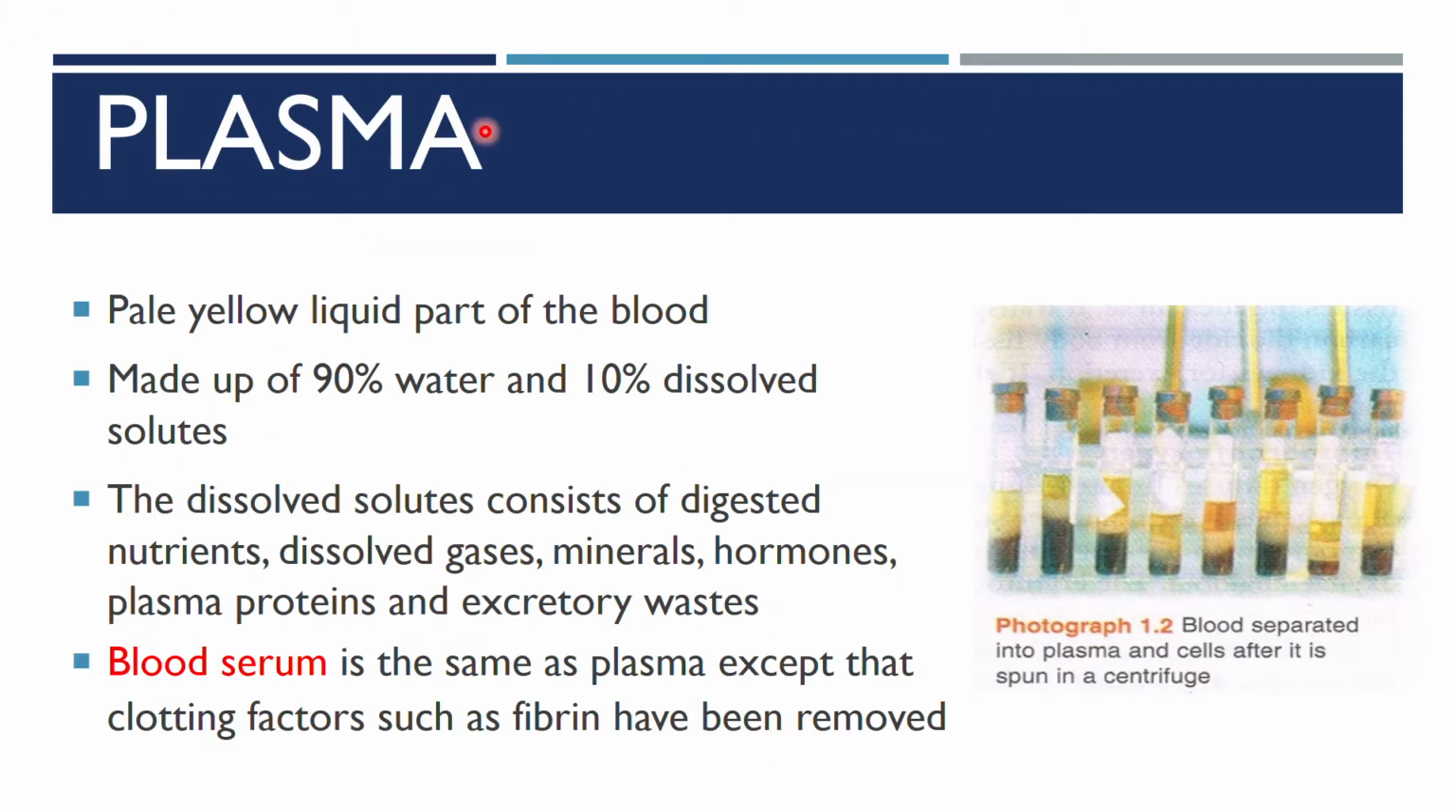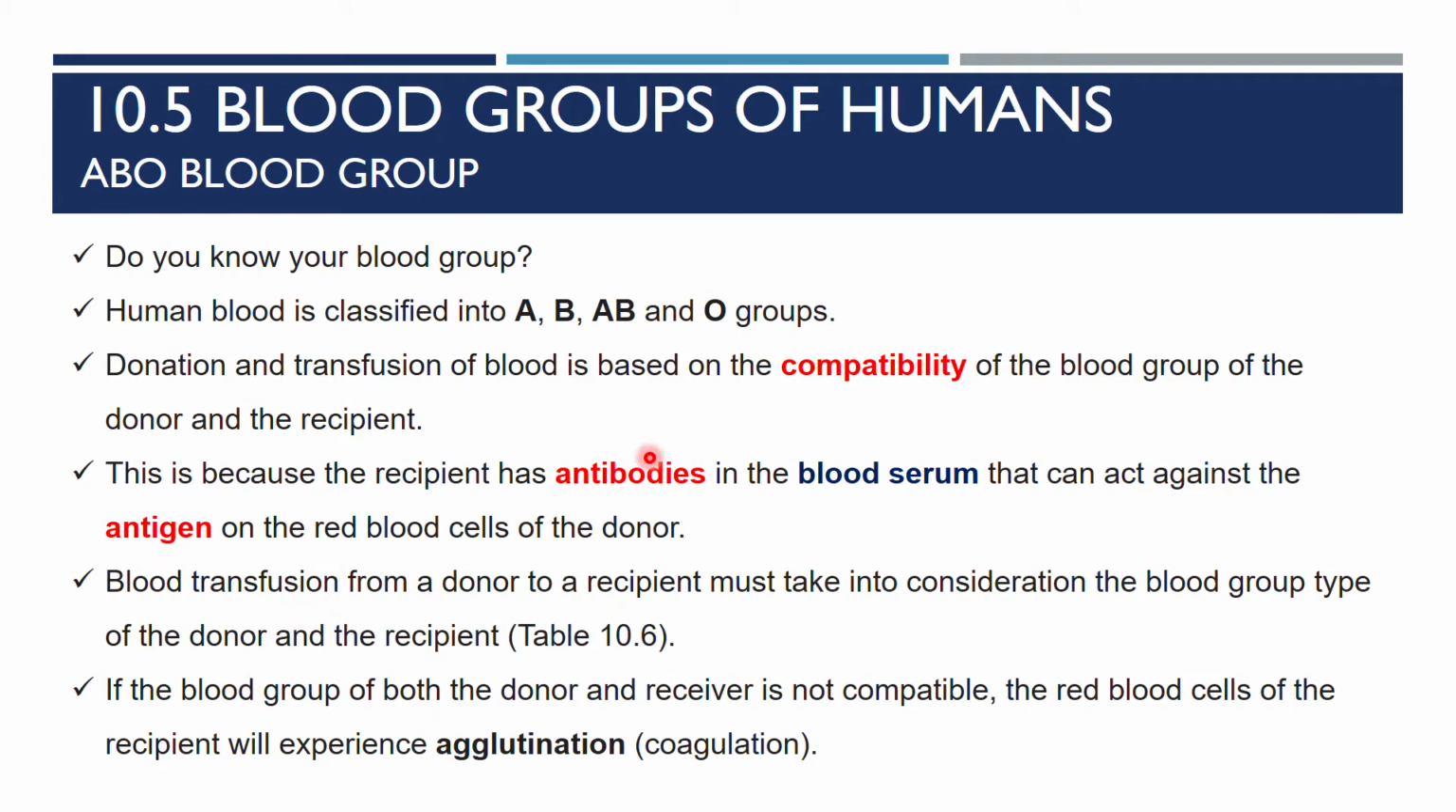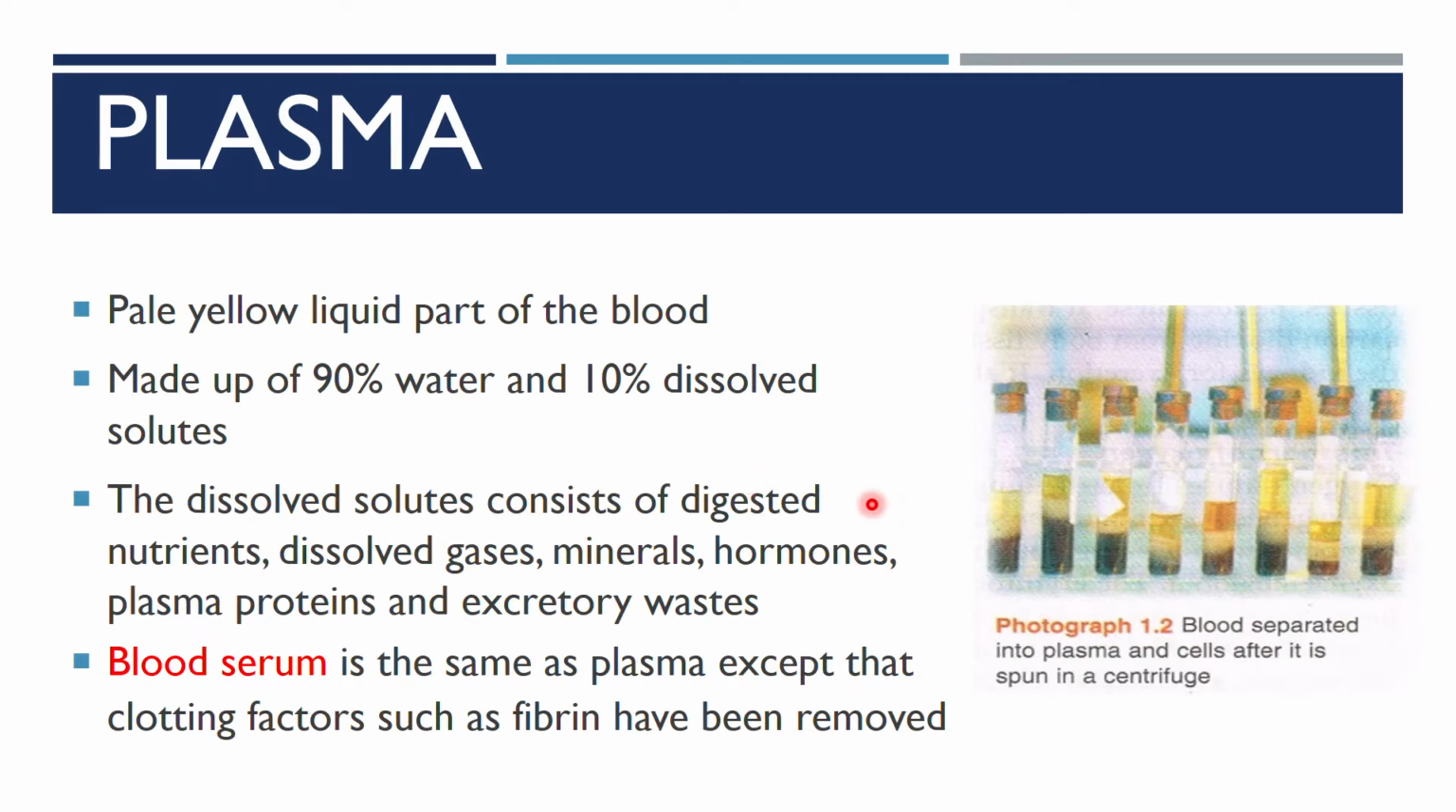Okay, let's recall what is plasma. Do you still remember the plasma component? It makes up 55% of the blood, as compared to the blood cells, which comprise only 45%. Plasma is a pale yellow liquid part of the blood, mainly made up of water, about 90%, and the rest are dissolved solutes. What is blood serum? Just now we mentioned blood serum, which has the antibodies. Blood serum is actually the same as blood plasma, except that the clotting factors such as fibrin have been removed.